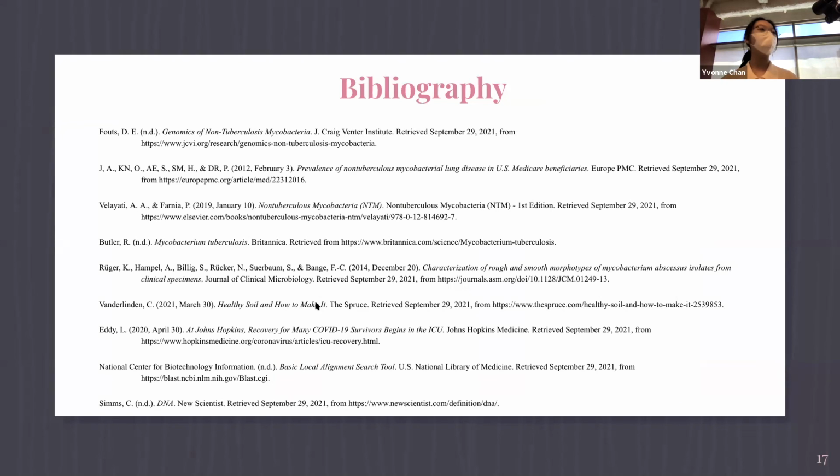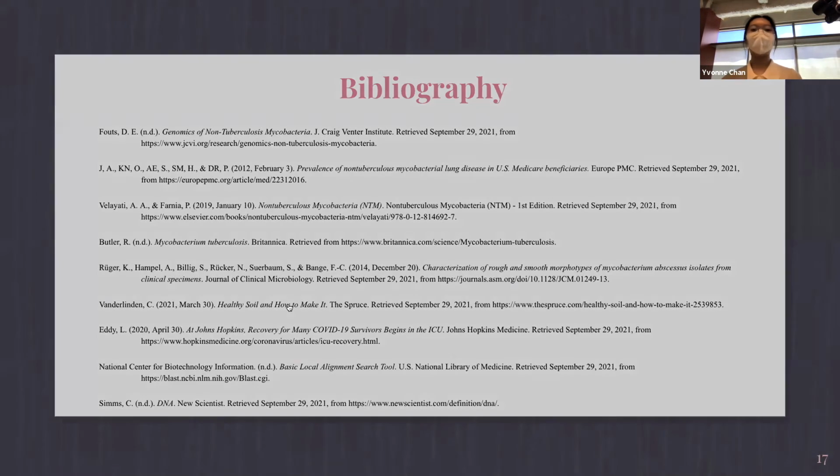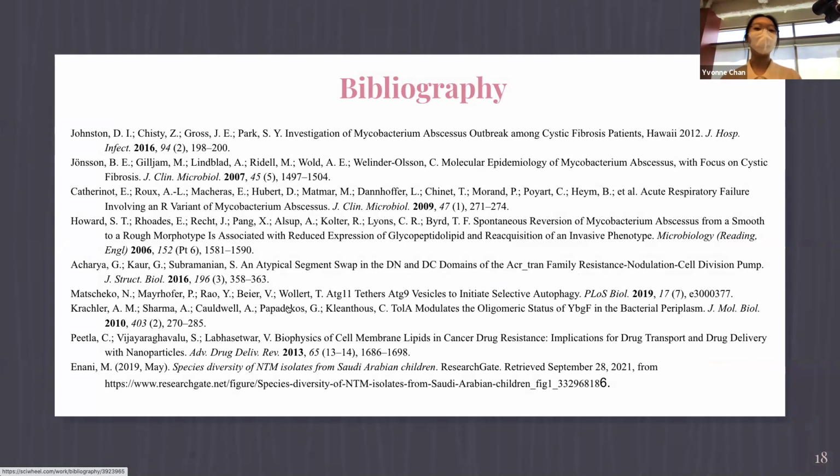These are the citations for the images and the papers that I read. And this is another slide for that.